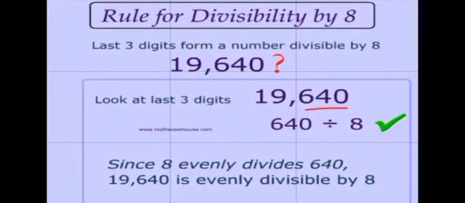Okay, let's discuss now the rule for divisibility by 8. Here, students, the last three digits form a number divisible by 8. In the example 19,640, the last three digits are 640. When we divide 640 by 8, it is completely divisible. Since 8 evenly divides 640, this number is divisible by 8.